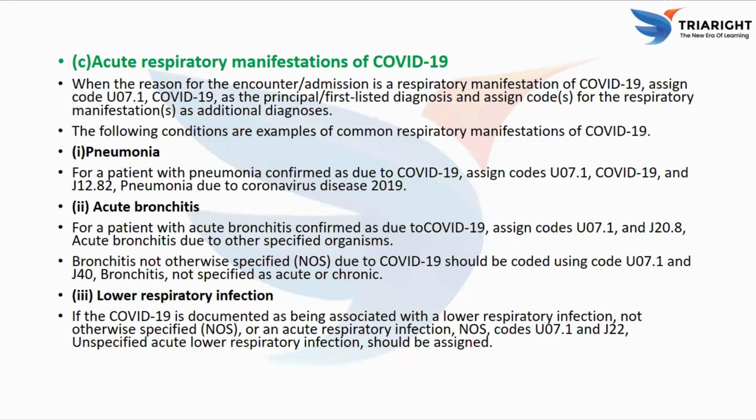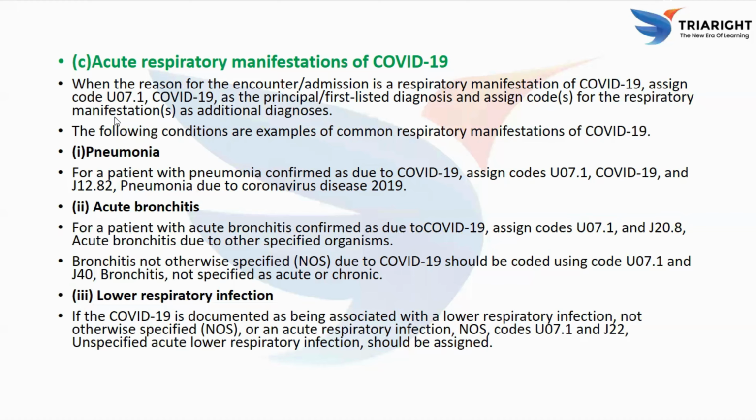Then you have to assign the additional codes for the respiratory manifestations like pneumonia, bronchitis, lower respiratory infection, etc. Why? Because COVID-19 is the underlying cause and the respiratory condition is a manifestation of it. So next, what are the common respiratory manifestations of COVID-19? The guideline gives three major examples: pneumonia, acute bronchitis, lower respiratory infection.